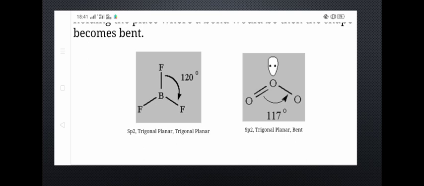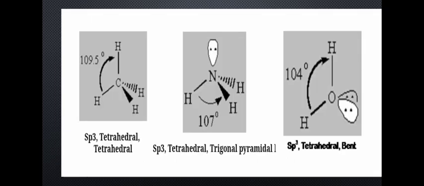And if instead of 3 atoms attached to the central atom, you have only 2 atoms, at that time the third position will be occupied by a lone pair. Similarly, if the central atom is surrounded by 4 atoms, at that time the hybridization is sp3. The arrangement is called tetrahedral. But if hybridization is sp3, but instead of 4 bonds, you have only 3 atoms attached to the central atom, at that time the fourth position will be occupied by a lone pair. Then the arrangement will be called trigonal pyramidal.